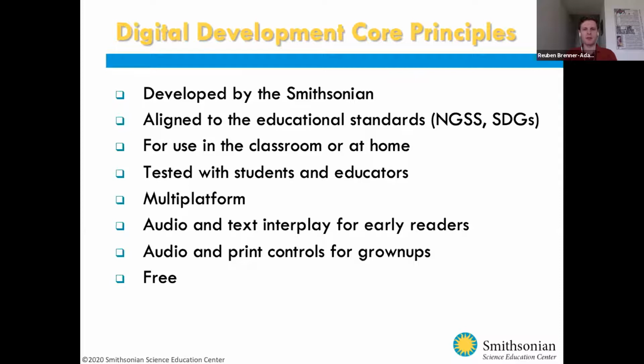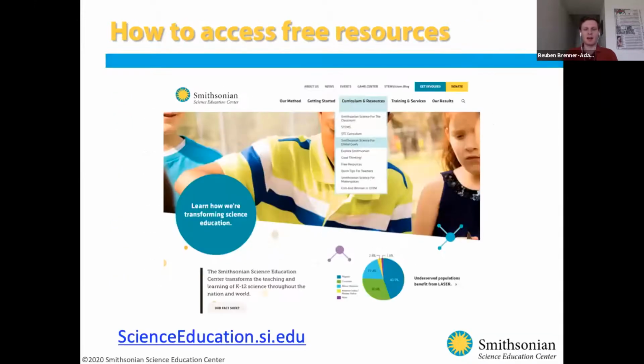For the digital games and simulations, they are multi-platform, and we try to make them as accessible as possible for all learners, including audio and text interplay for early readers, and audio and print supporting materials for adults that are helping the students get their education, whether that's parents or caregivers or classroom educators. And as I've said, all of these resources are available for free. But you may be wondering, how can you access them?